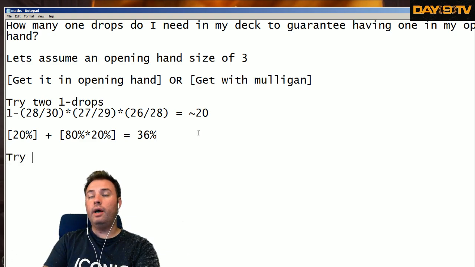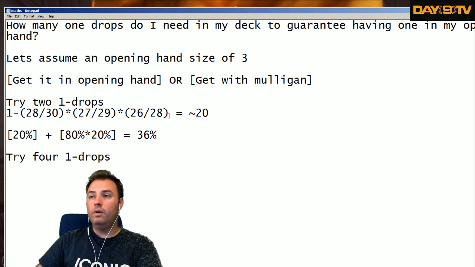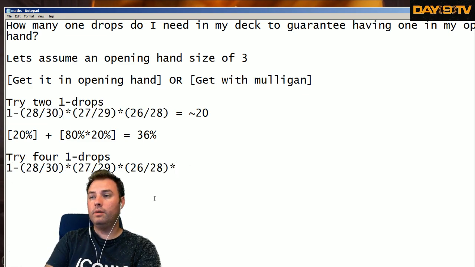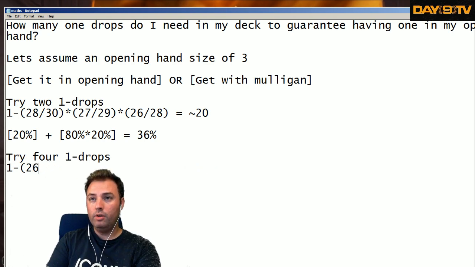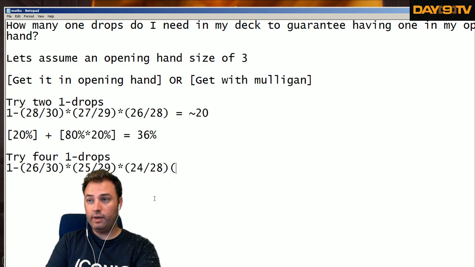Okay, what if we try 4 1-drops? And we just add some more terms. Oh wait, no, I'm doing this wrong. 26 over 30, right? Because there's 4 possible opening things. Then we do 25 divided by 29, and then 24 divided by 28. Let's find out what that number is.